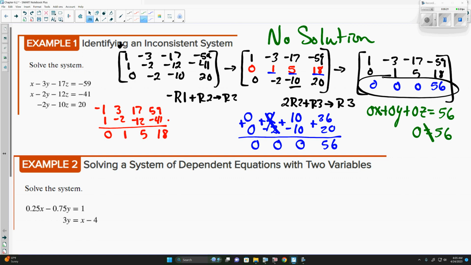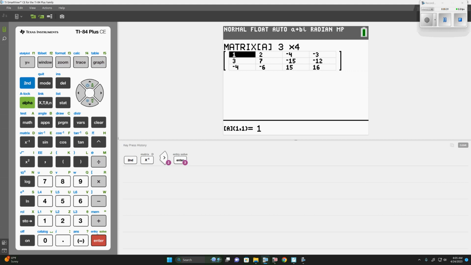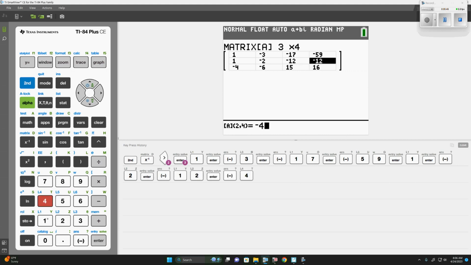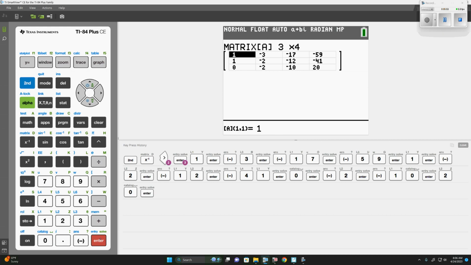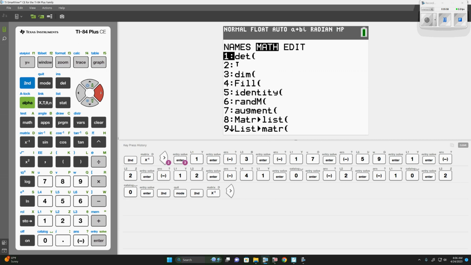Let me grab a note sheet. So let's plug the matrix in. Second matrix, over to edit. So it's still a 3 by 4. We can say 1, negative 3, negative 17, negative 59. 1, negative 2, negative 12, negative 41. 0, negative 2, negative 10, 20. So we type the whole thing in. Second quit, second matrix, over to math.